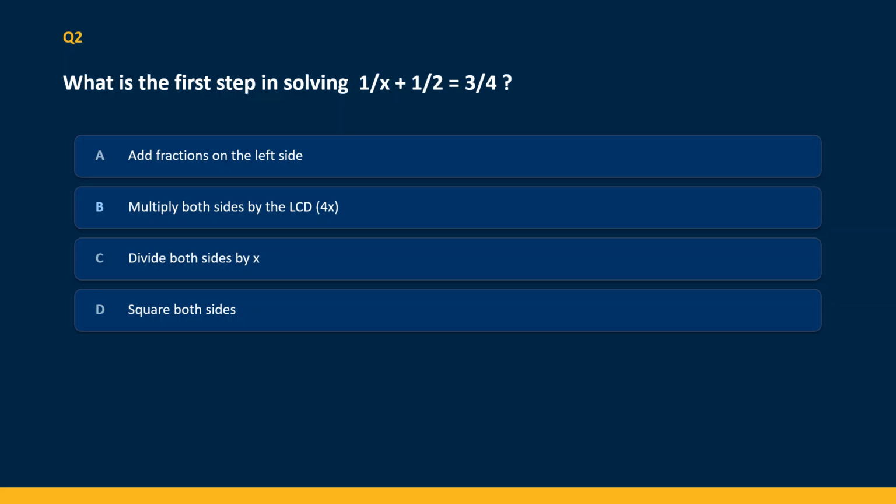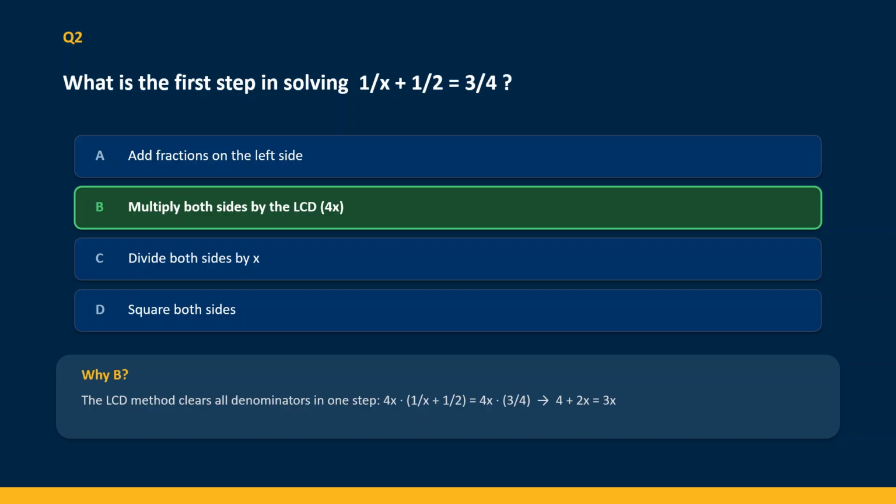Question 2. What is the first step in solving 1 over x plus 1 over 2 equals 3 over 4? The answer choices are A. Add fractions on the left side, B. Multiply both sides by the least common denominator, which is 4x, C. Divide both sides by x, D. Square both sides. Allow a pause for reflection before revealing the answer. The correct answer is B.